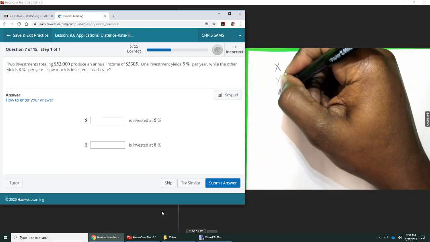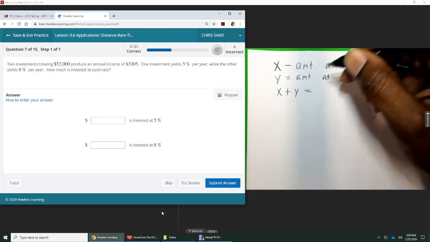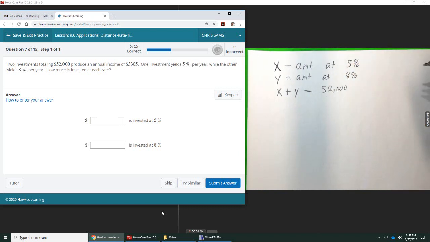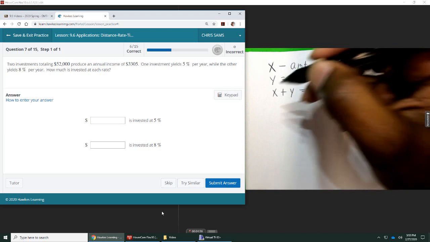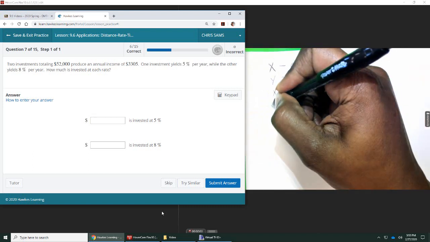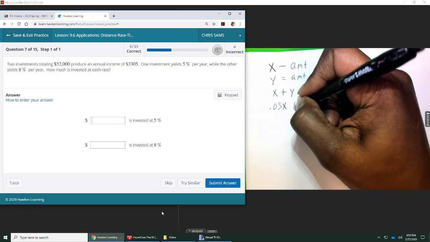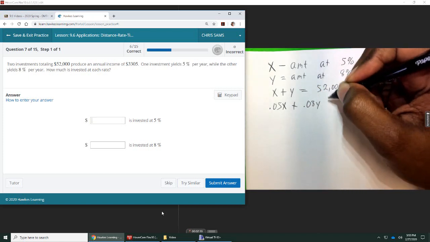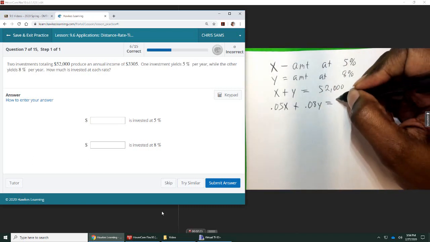We know if we add these two, we will get a total of 52,000. And if we apply the interest formula to these, the total amount of interest earned is the amount we invested at 5%, as a decimal 0.05 times X, plus the interest rate of 8%, which is 0.08 Y, and the total interest that we got was 3305.